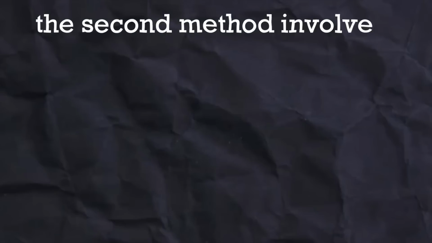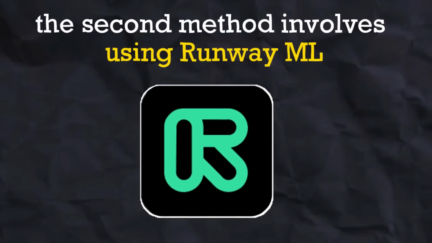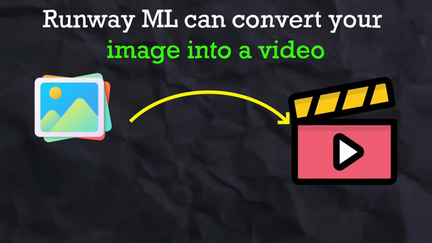The second method involves using Runway ML to generate videos from text or images. Runway ML can convert your image into a video and also turn text into a video. Let me walk you through it.